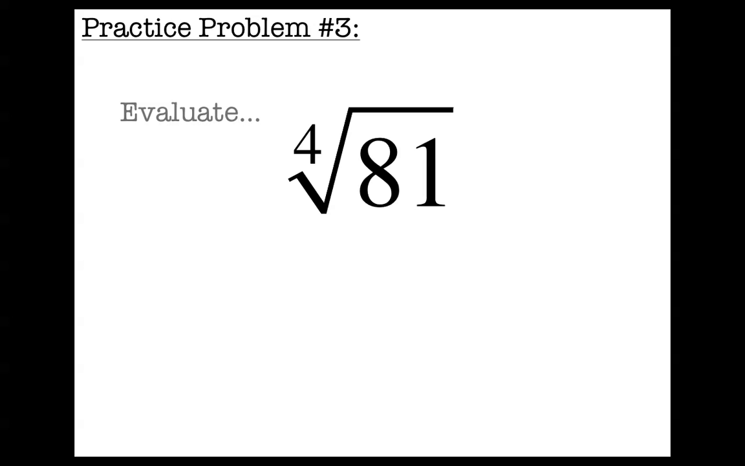All right, try this one. The 4th root of 81. Break that 81 down and see if you can break it down into 4 of a kind. And once you find 4 matching numbers, you'll have the 4th root of 81.